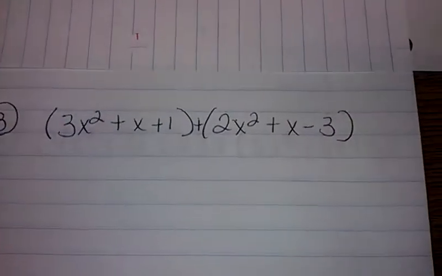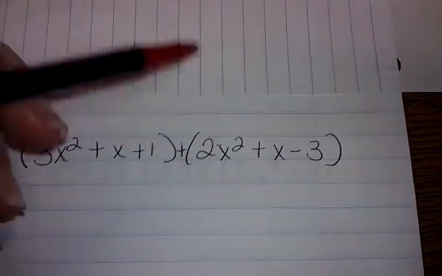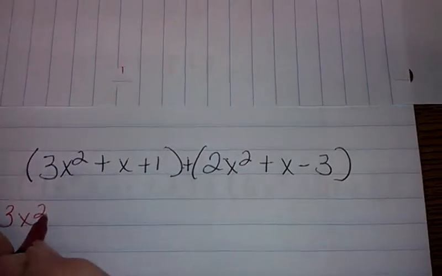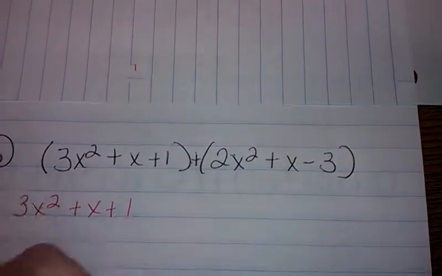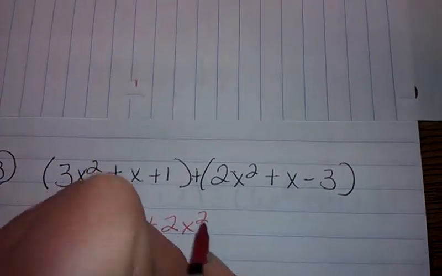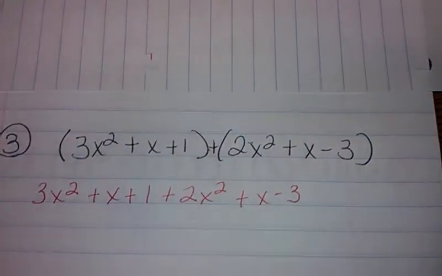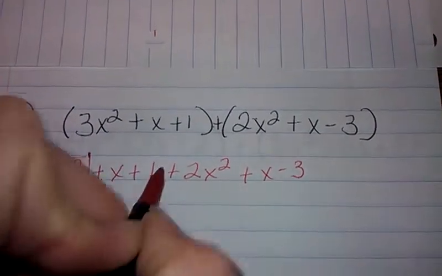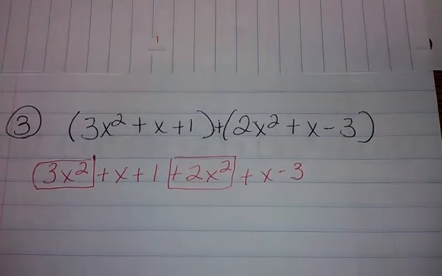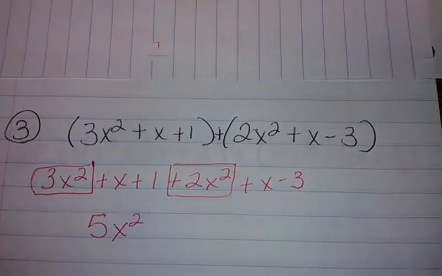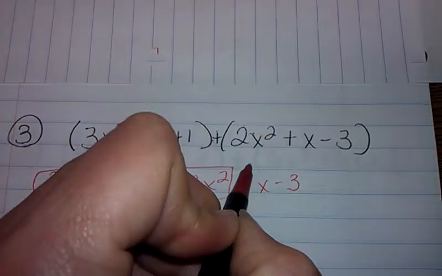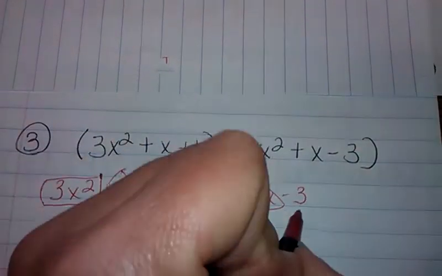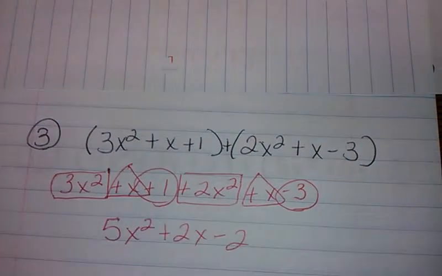The next one. You notice that there are parentheses, but there is a plus sign in between. So when there's a plus sign, you can just go ahead. Now you don't have to rewrite them, but sometimes it's easier to do it and to get rid of the parentheses. So now after I rewrote it, because everything just stayed the same, now combine like terms. 3x squared plus 2x squared. 3 plus 2 is 5x squared. x plus x gives me 2x. 1 minus 3 is minus 2.